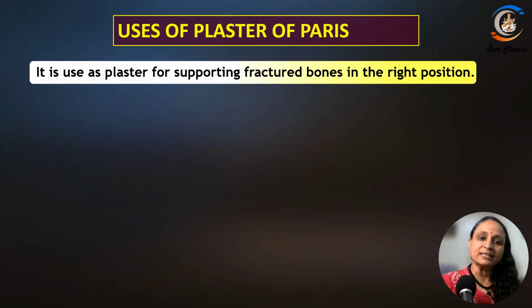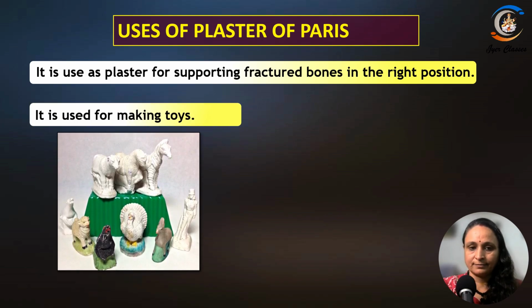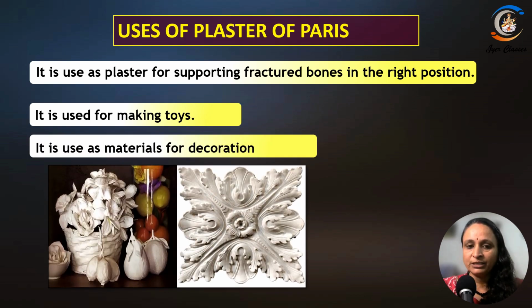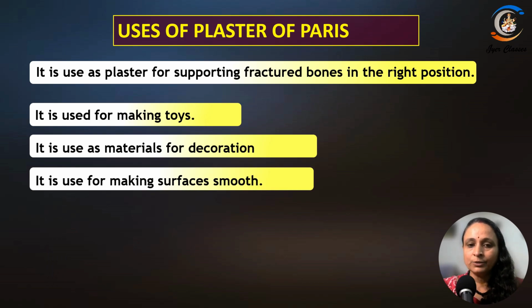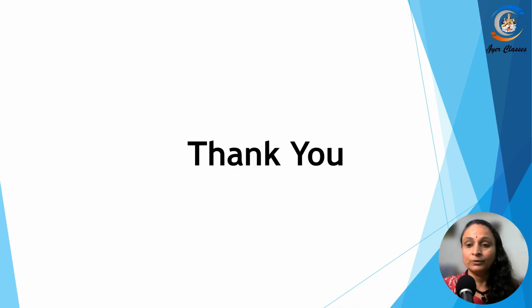What are the uses of plaster of Paris? It is used as a plaster for supporting fractured bones in the right position. It is used for making toys. You know, you can see these kinds of toys are made up of plaster of Paris. It is used as a decoration material. Then it is used for making the surface smooth. आपके दीवारों पे लगाया जाता है ताकि एकदम smooth finish आ जाए, है ना. पुट्टी बोलते हैं इसको.